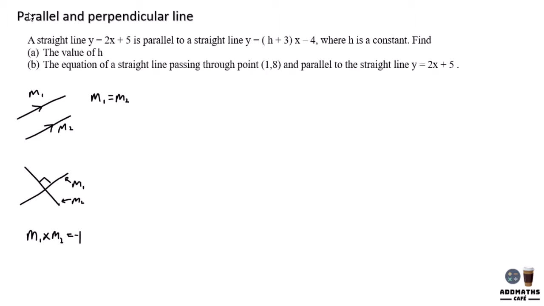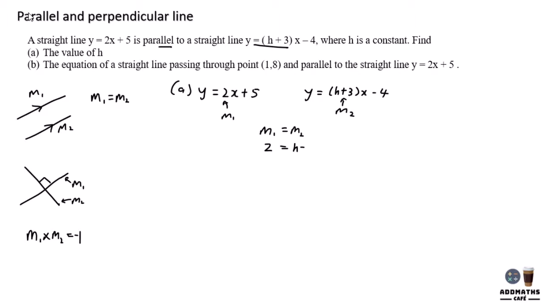So let's say in this case you are dealing with parallel. A straight line y equal to 2x plus 5 is parallel to this straight line, which means that they both have the same gradient: y equal to 2x plus 5 and y equal to h plus 3x minus 4. In this case, you know this is your gradient and this is your gradient, and both gradients should be equal to each other, meaning M1 equal to M2 because they are parallel. So 2 equal to h plus 3, h then will be equal to -1. If you bring plus 3 to the other side, it will be minus.